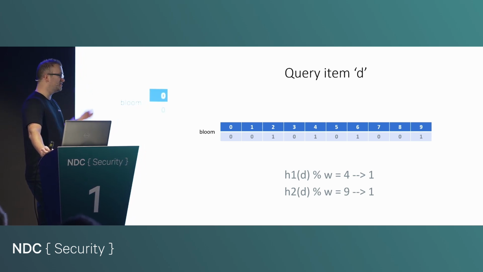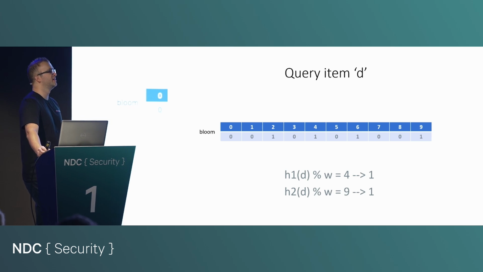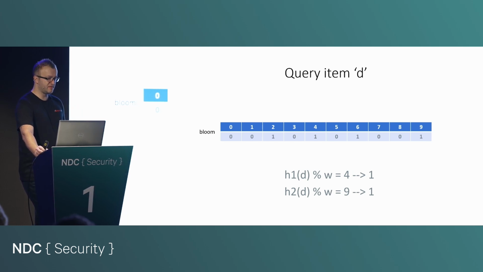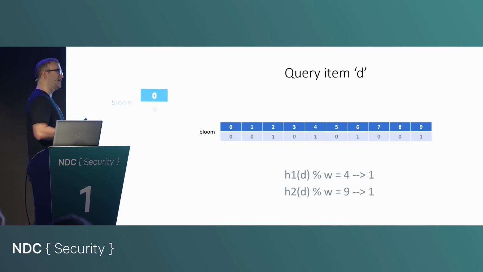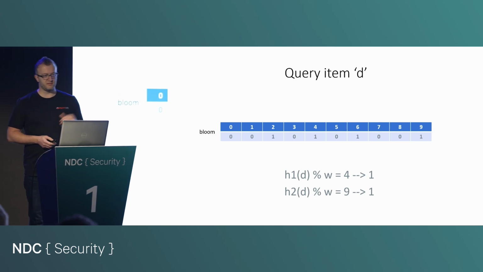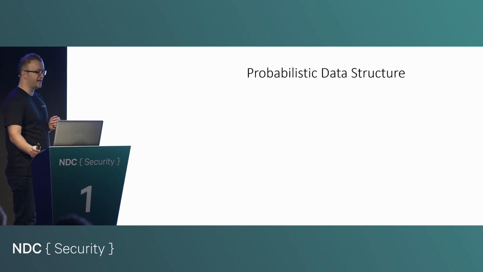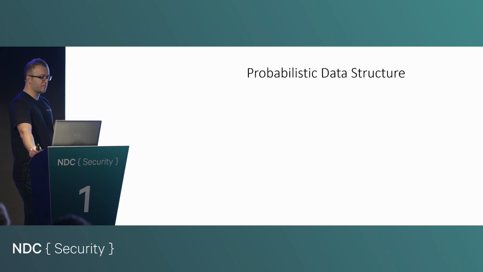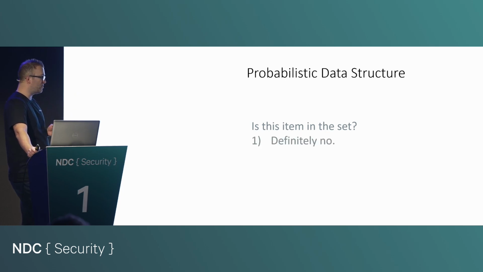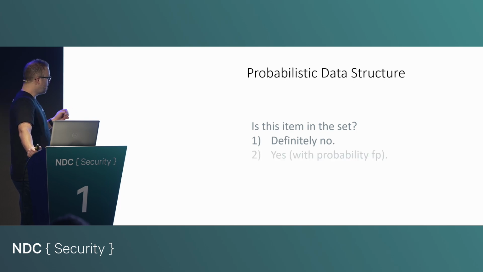If one of those bits is not set, that is 100% accurate. But if a Bloom filter tells you that you have seen it before, it can only tell you that you have probably seen it before. And this is why Bloom filters are referred to as probabilistic data structures. They can only give you a definitive on the negative, and they can give you a probability on the positive. As a probabilistic data structure, when you ask it the question, is this item in the original data set, it can tell you definitely no with 100% accuracy, or it can tell you yes with a probability that this is a false positive.